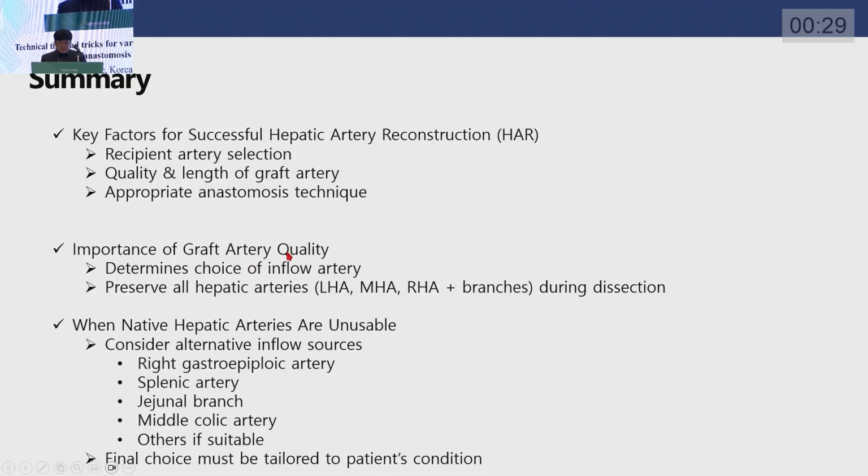The importance of graft artery quality is very high, so we preserve all hepatic arteries, left, middle, and right hepatic, with second branches. If the native hepatic artery is unusable, consider an alternative inflow source such as the right gastroepiploic artery, splenic artery, jejunal branch, or mid-colic artery, etc. However, the final choice must be tailored to the patient's condition.